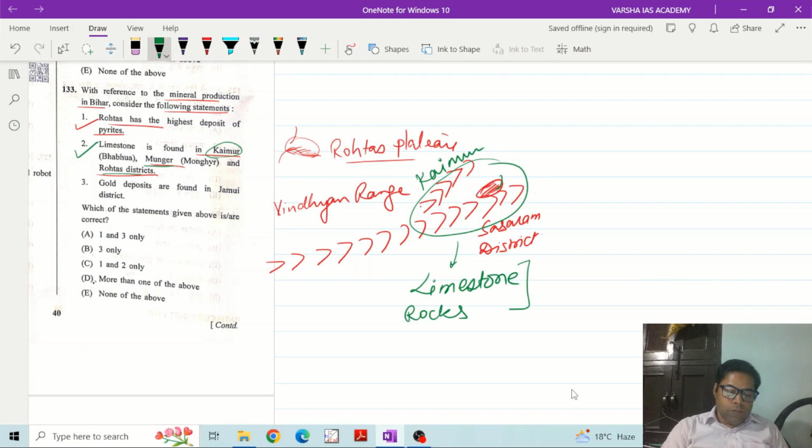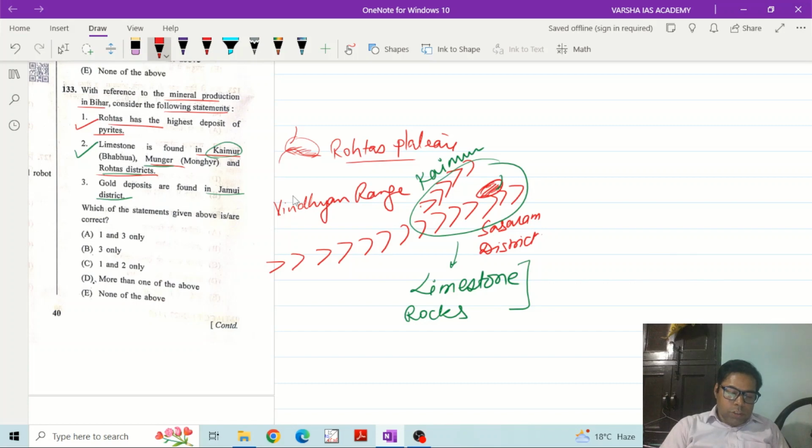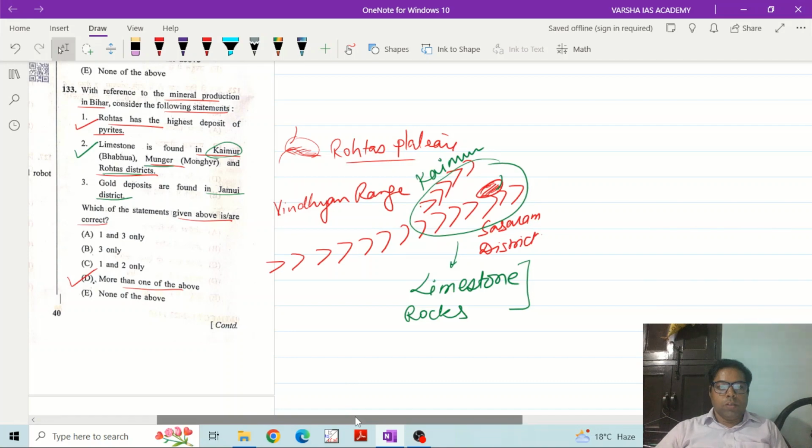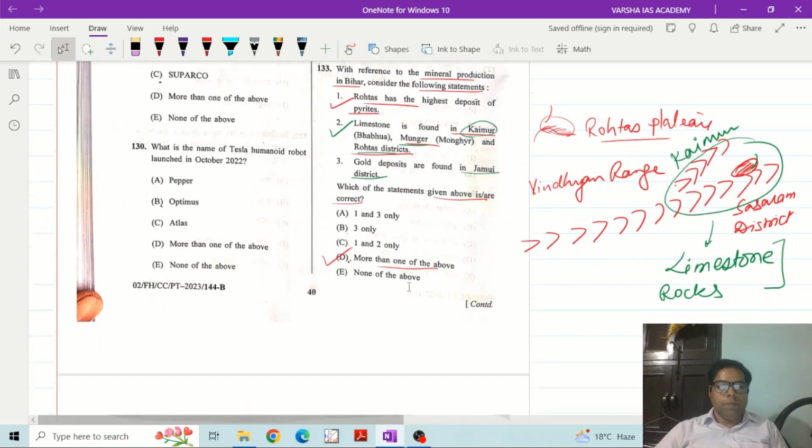Gold deposits are found in the Jamui district. So in some of the places in the Jamui district, we find the gold deposits. So what is the question here? Which of the statements given above is or are correct? So all are correct, right? So more than one of the above is correct. So the answer will be D. I hope you have understood why this answer is D. More than one is correct, so the answer is D, right?